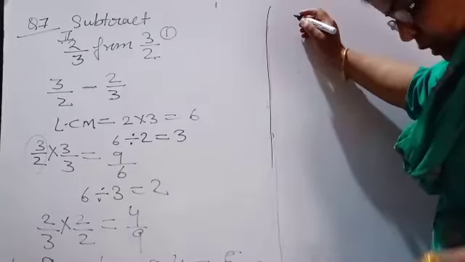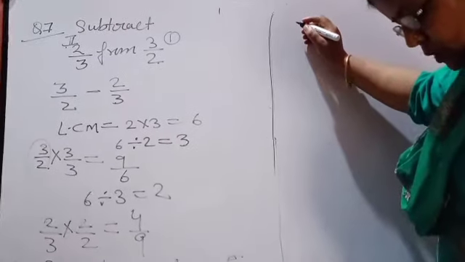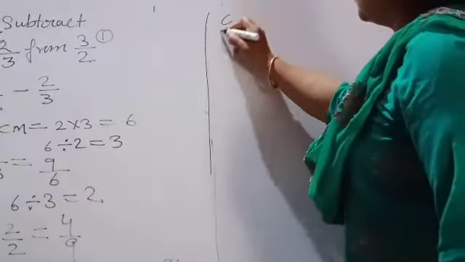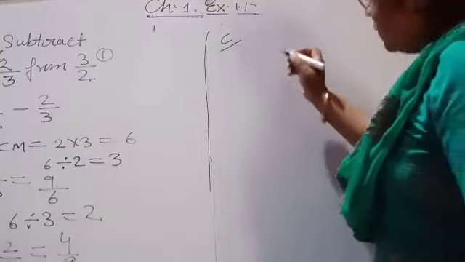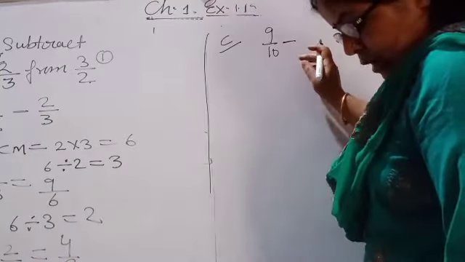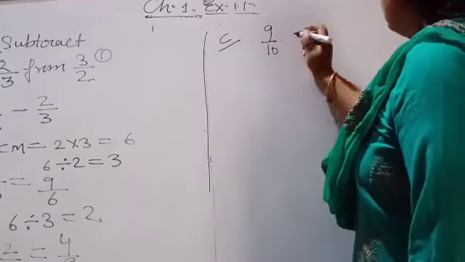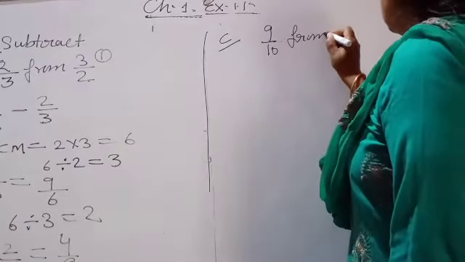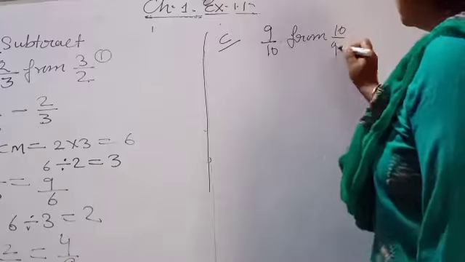One more part I am doing, then the rest of the part you will perform yourself. I am doing part C now. Okay, see, 9 upon 10 minus 9 upon 10 from 10 upon 9. See it now. What I told you right now.